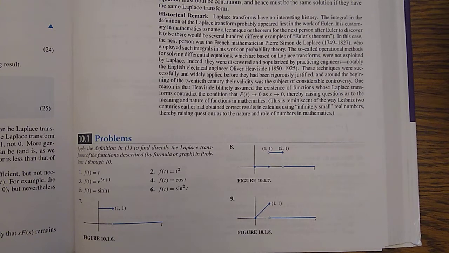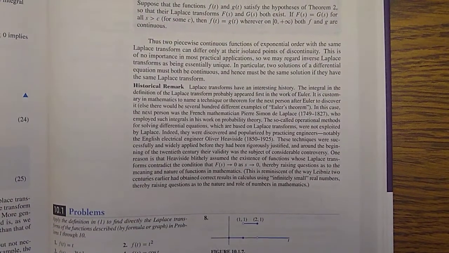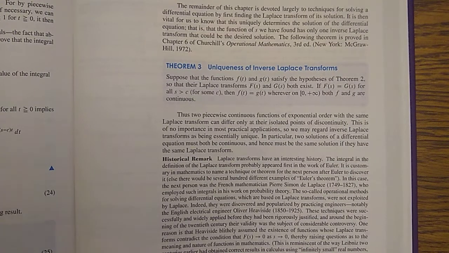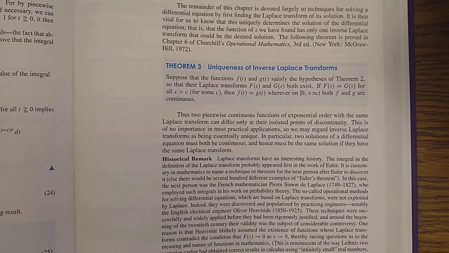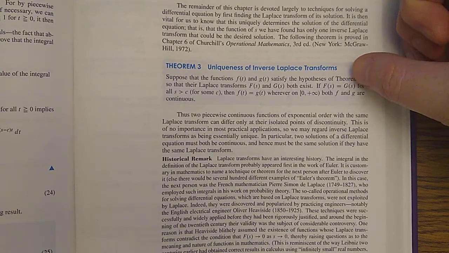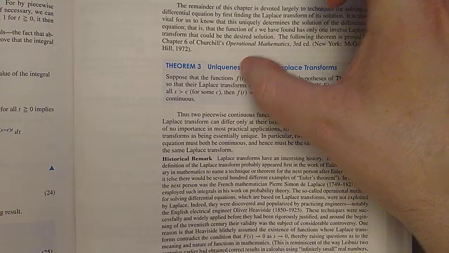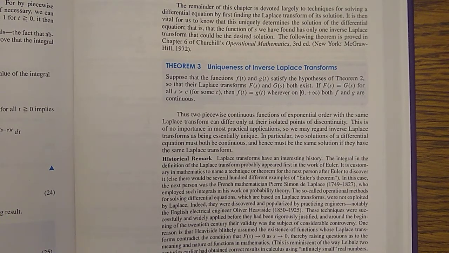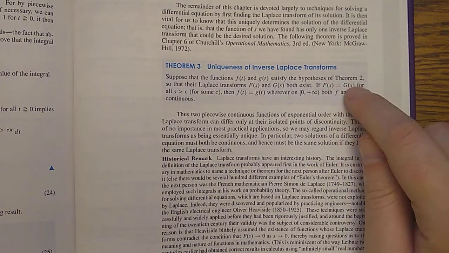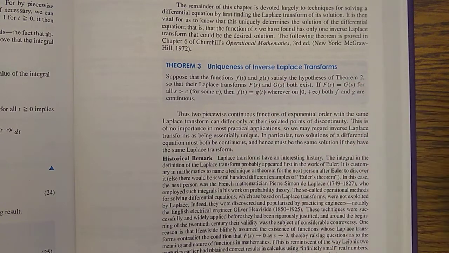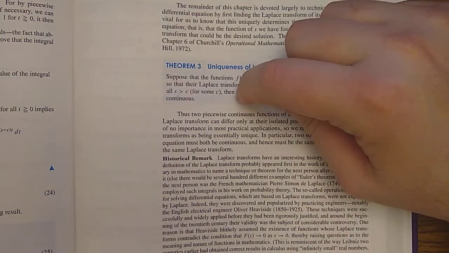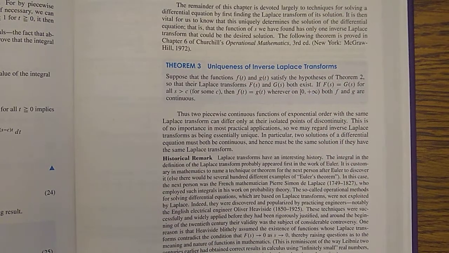There is also the uniqueness of a Laplace transform, which is Theorem 3. This, roughly speaking, says that as long as we're talking about two functions f and g that have Laplace transforms, according to Theorem 2, if their Laplace transforms are the same, like if big F and big G are the same, then the two original functions, little f and little g, must have also been the same.